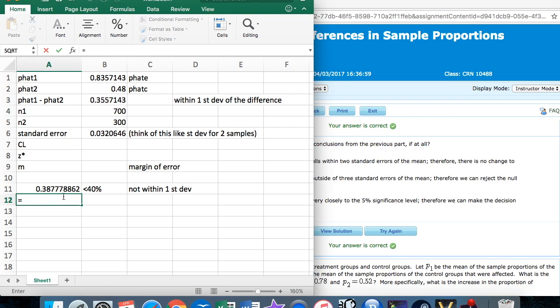Okay, so let's click on this guy again. So now we're adding another standard deviation or standard error. Now we're at the 40%, right? So this means that it does contain 40%. So it contains 40%, and that's within 2 standard deviations.